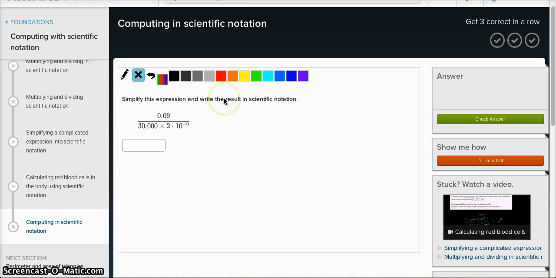This is about computing in scientific notation. Yay, this is everybody's favorite thing. Trust me, actually, it's not that bad. Let me just show you. Basically, this problem's mean because first it makes you convert into scientific notation, then it makes you do math in scientific notation. But let me just show you some tips.